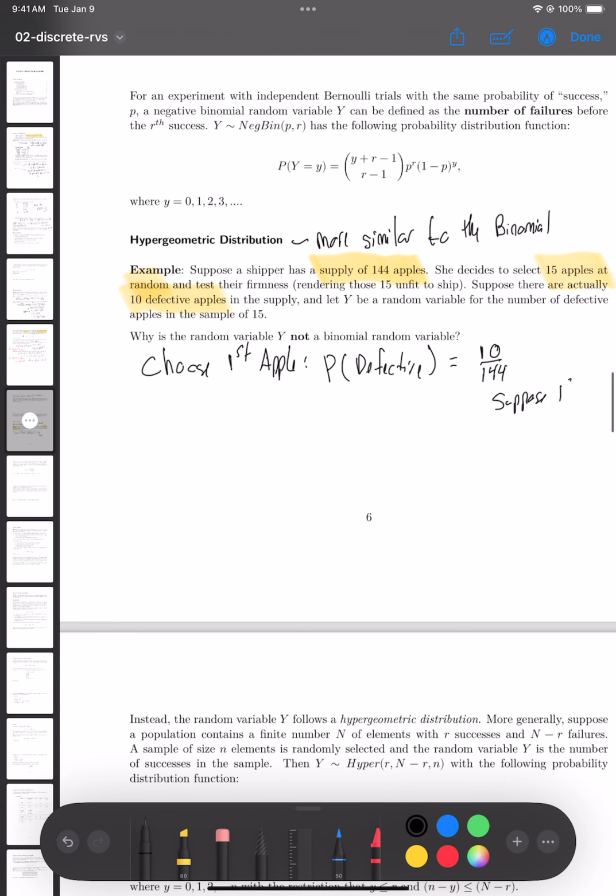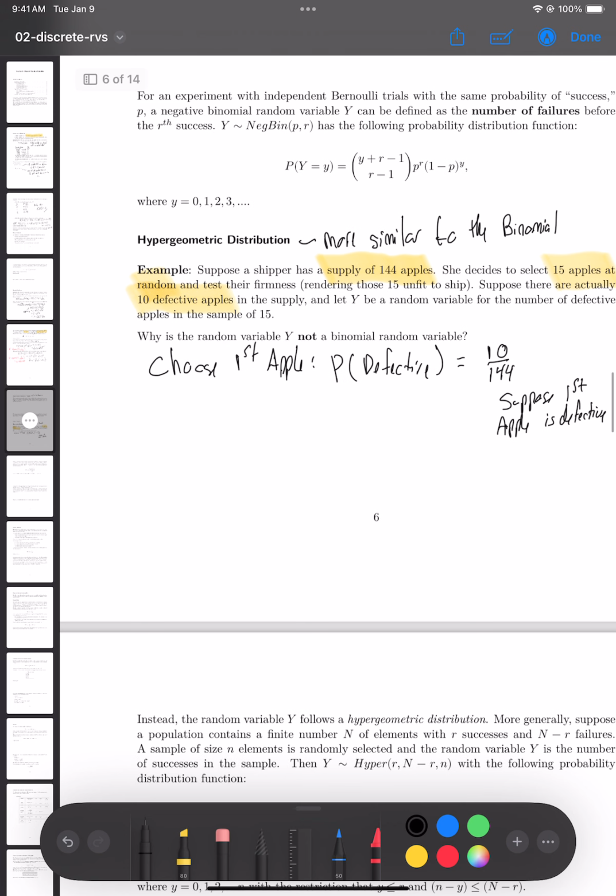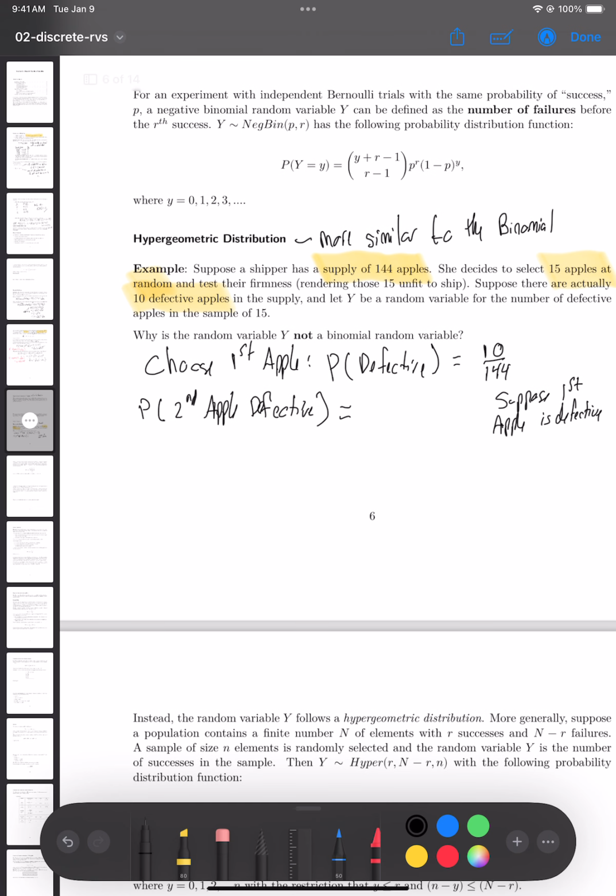And so then suppose this first apple is defective. Then the probability of the second apple, so now you're choosing another apple. What's the probability that that second apple is defective? Well, the first one was defective, and so that means there's only 9 defective apples left, and there's only 143 apples total.